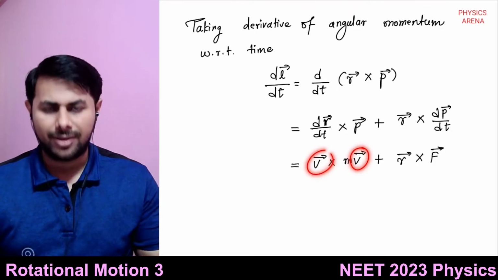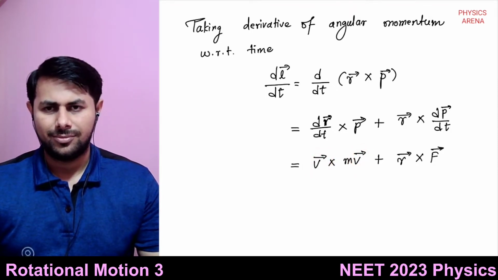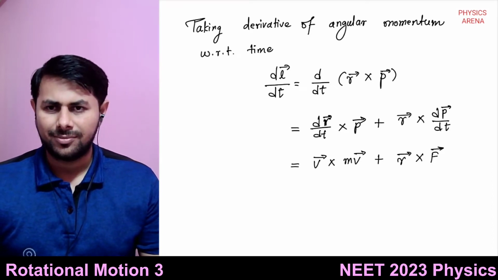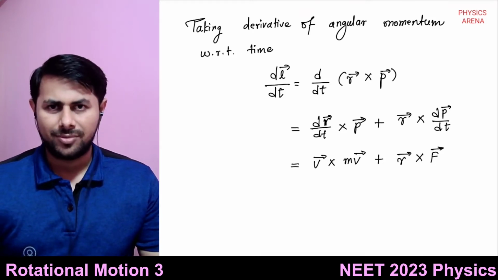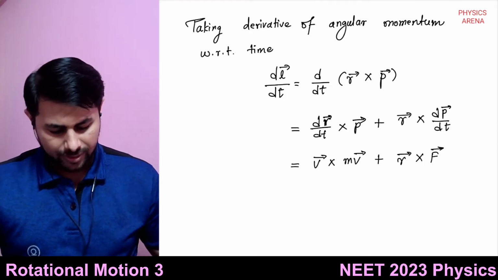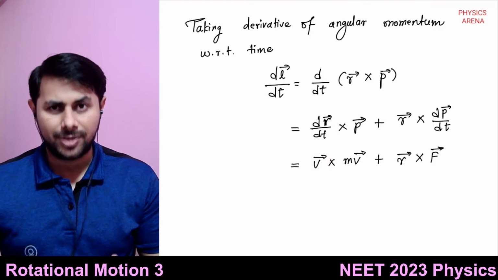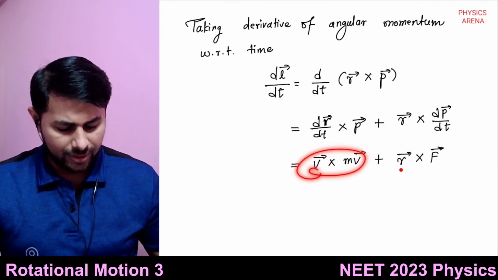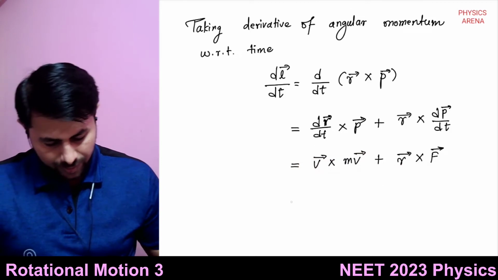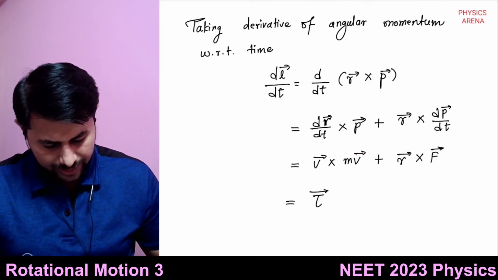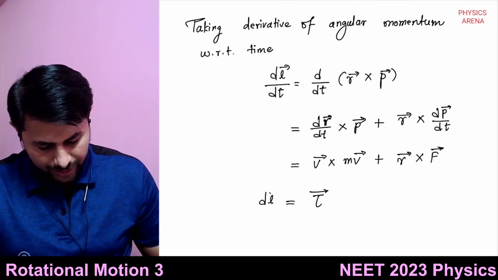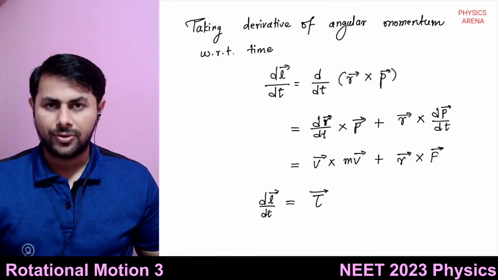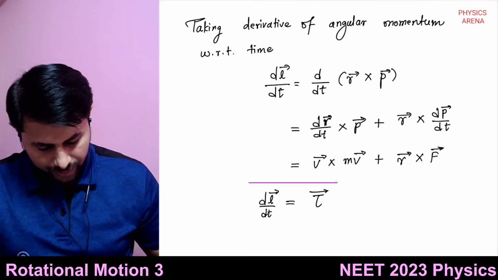What is v bar cross v bar? Then it's 0. The cross product of a vector with itself is 0 because the angle is 0. Its magnitude will be v into sine of 0, right? So this thing is 0 and the second term is torque. So see, what do you get? If you take dL bar by dt, you get torque.